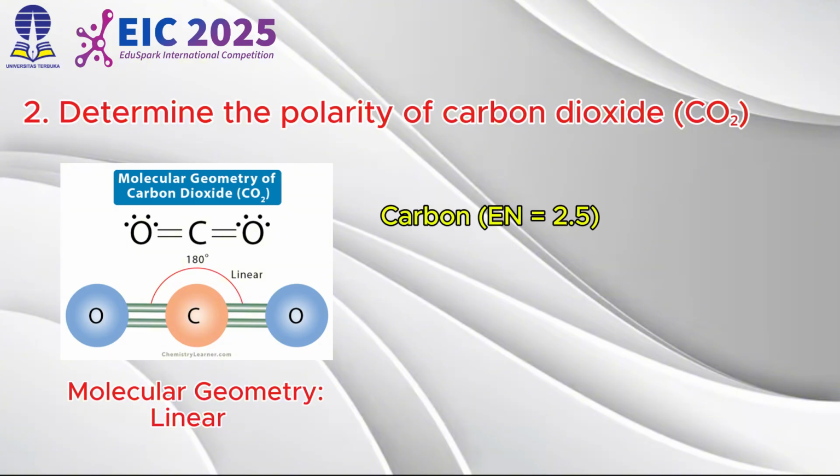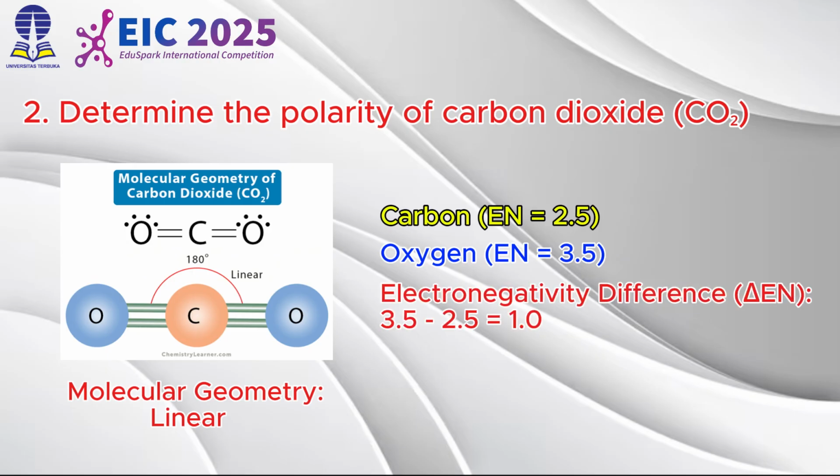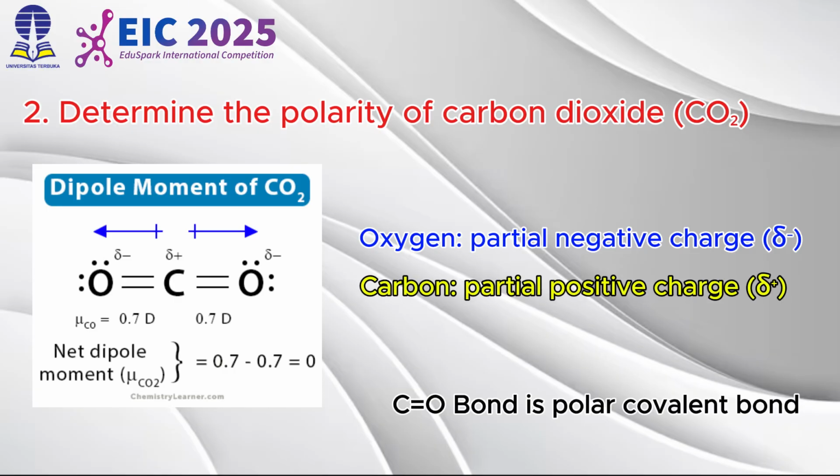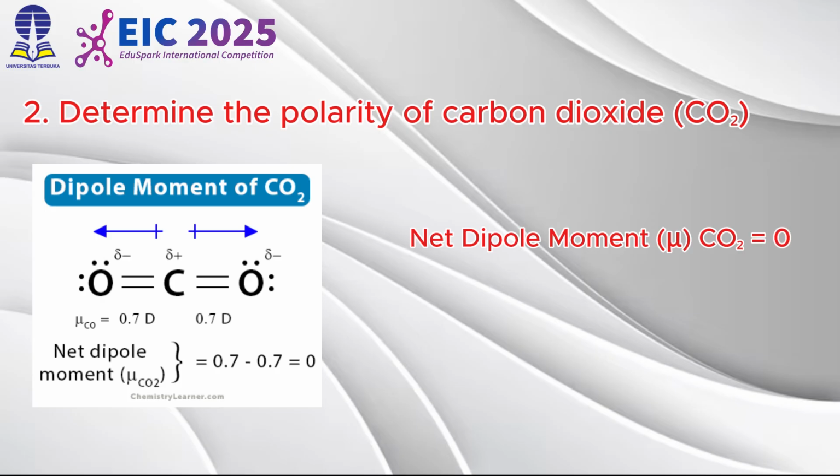The electronegativity of carbon is 2.5 and for oxygen is 3.5. The electronegativity difference is 1.0, indicating that the bond is a polar covalent bond. Since there is a polar covalent bond, the oxygen will have a partial negative charge, while the carbon will have a partial positive charge, forming dipole moments. The net dipole moment of the molecule is equal to 0, which means carbon dioxide is a nonpolar molecule.